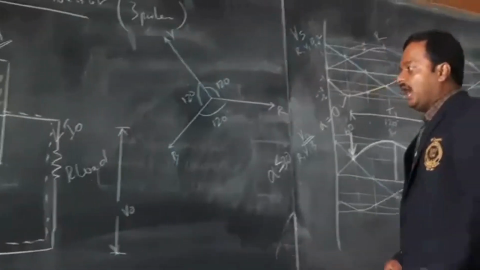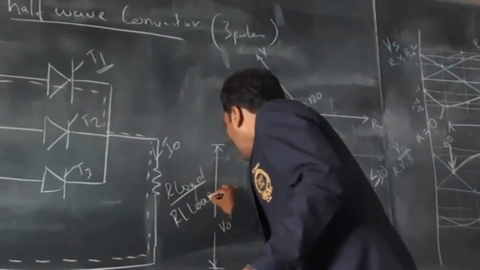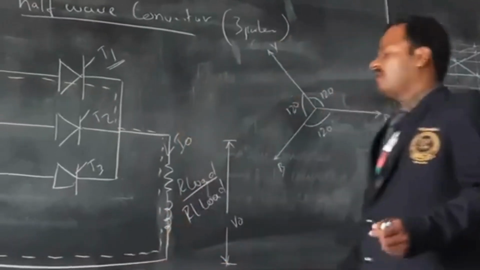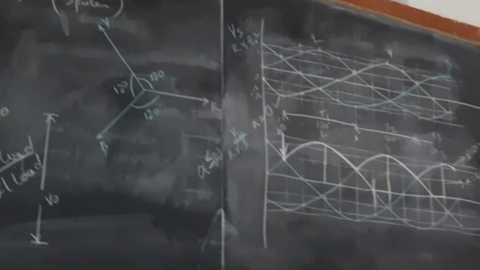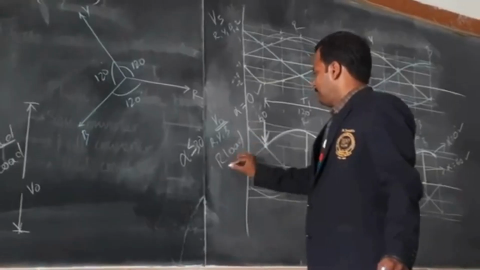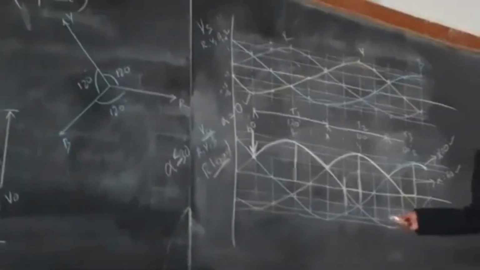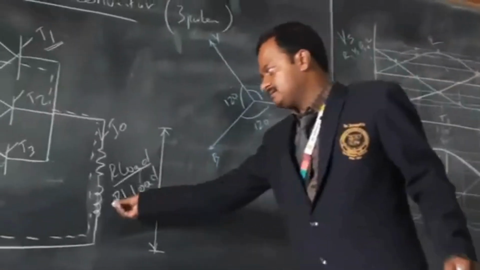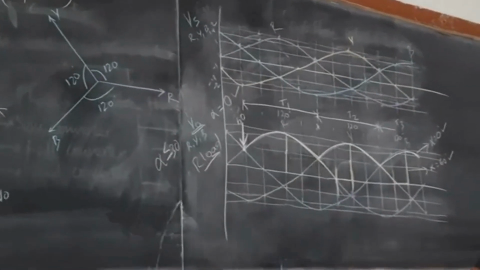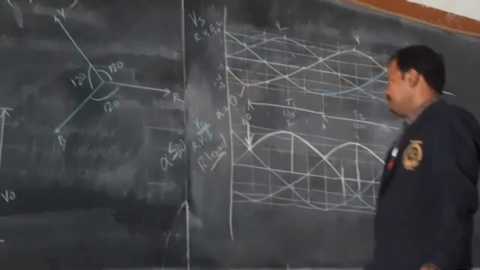Now we are going to see the RL load. This is for the R load, and now we are going to see the RL load. For the RL load, the same supply waveform. The difference in the RL load is that we are going to have the inductance. What happens to the inductance? It has a continuous current. We are going to consider that the inductance is large, so we are going to have the continuous load current.